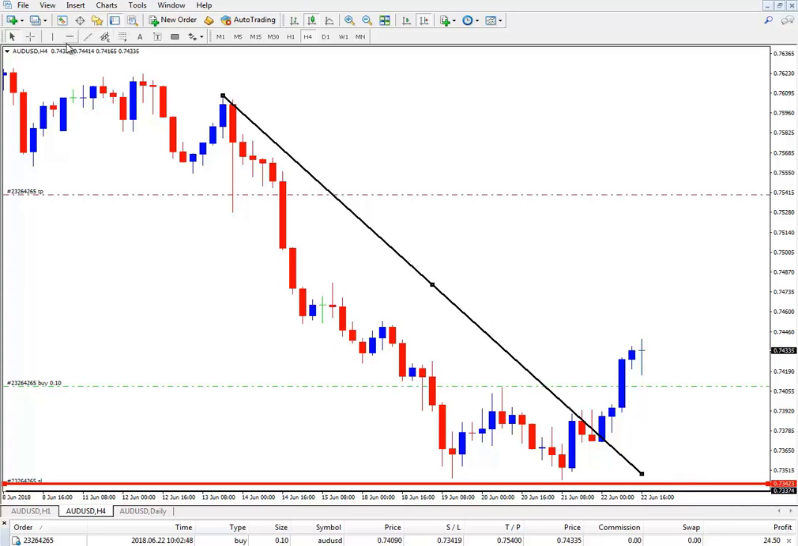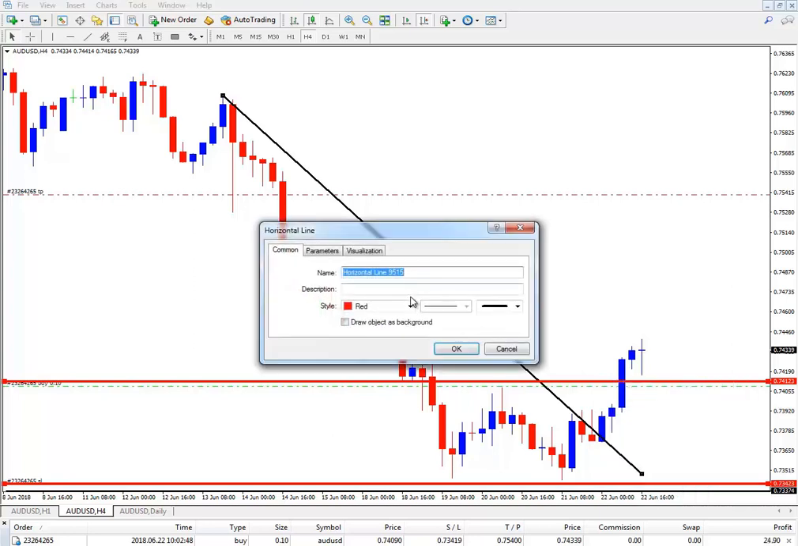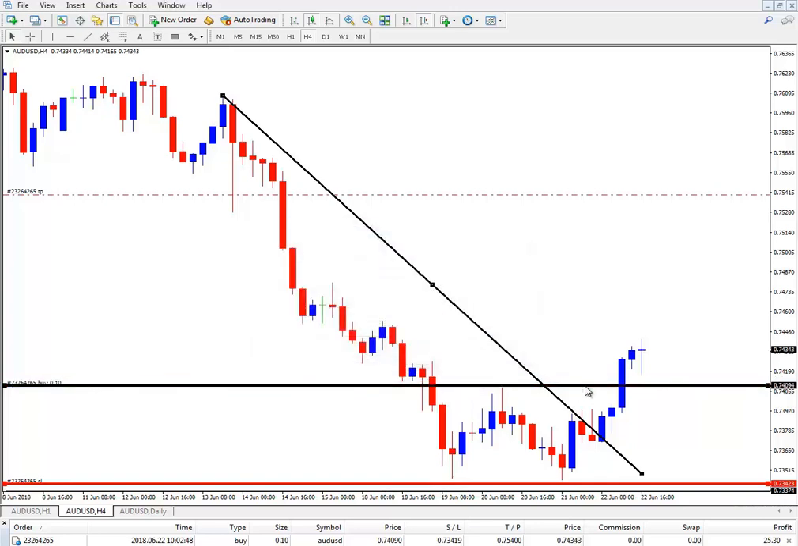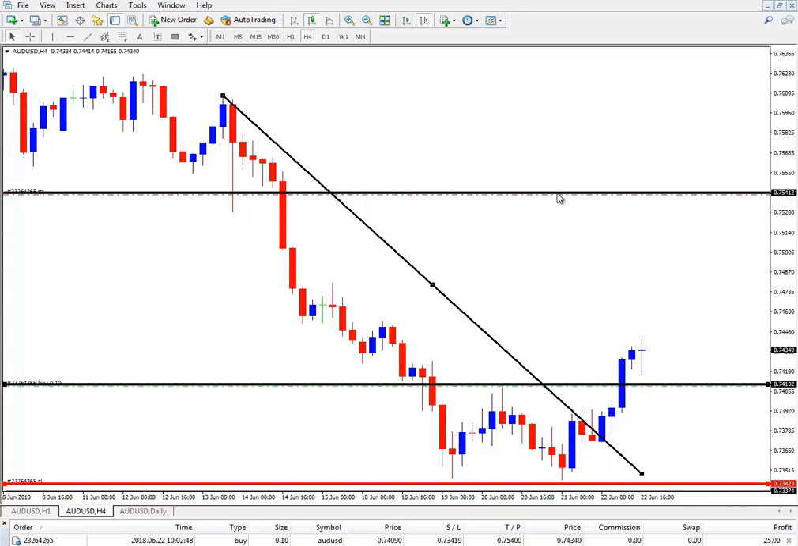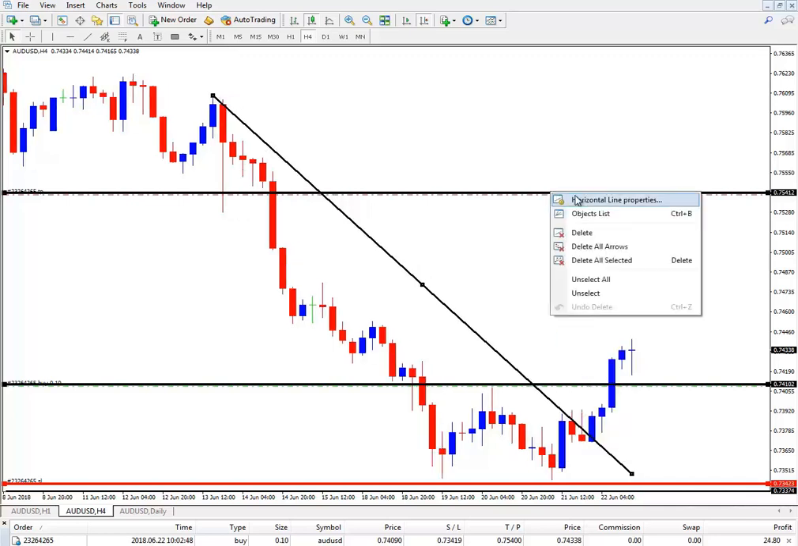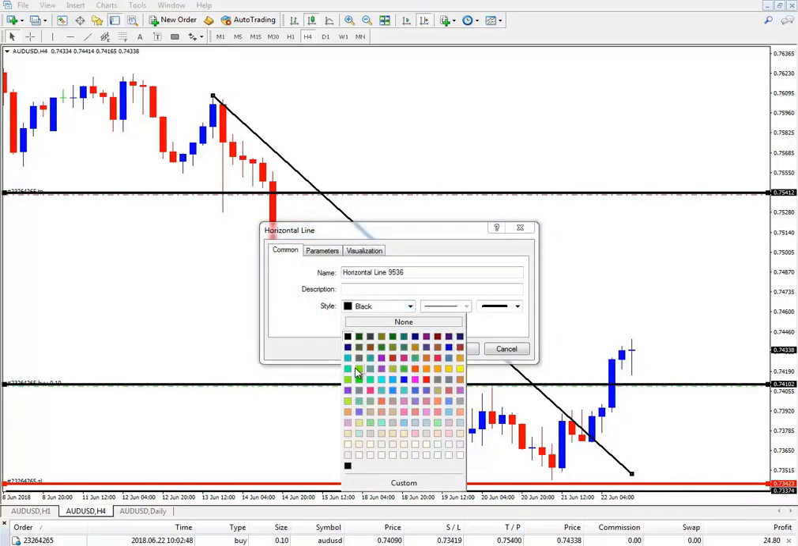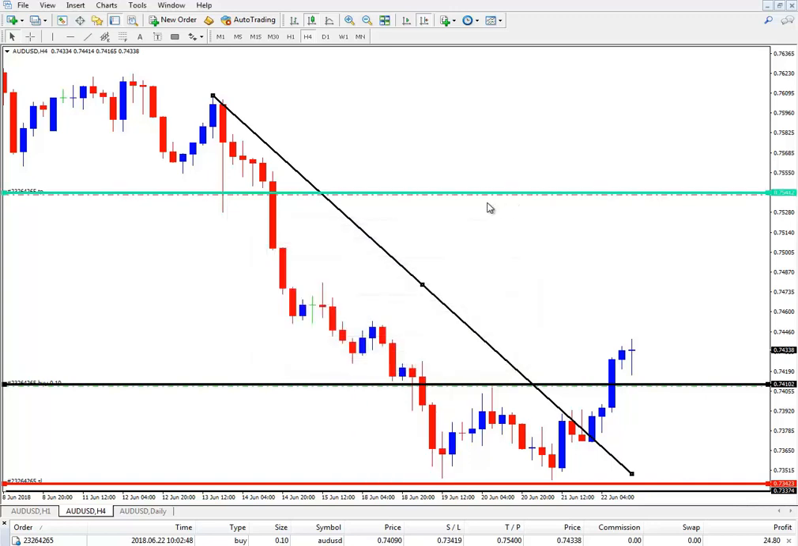0.73419. This is my buy zone. I'll buy from here at 0.74090, and I will place my big profit here at 0.75400. So this is my trade setup.